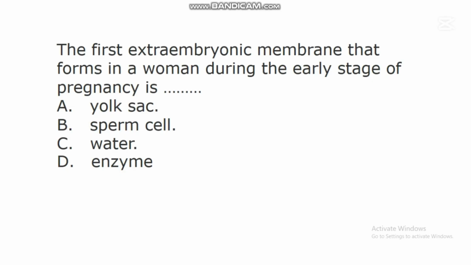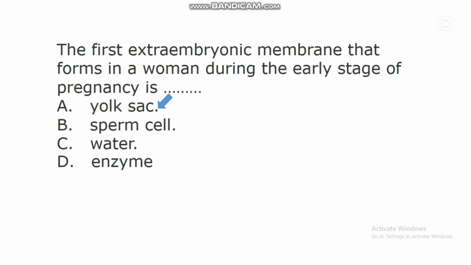The first question we have here says, the first extra-embryonic membrane that forms in a woman during the early stage of pregnancy is dash. A. Yolk sac. B. Sperm cell. C. Water. D. Enzyme. In this question, the correct answer is A. Yolk sac.